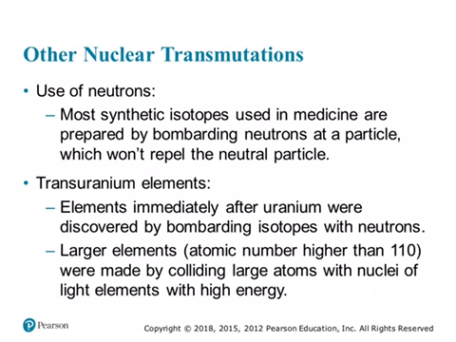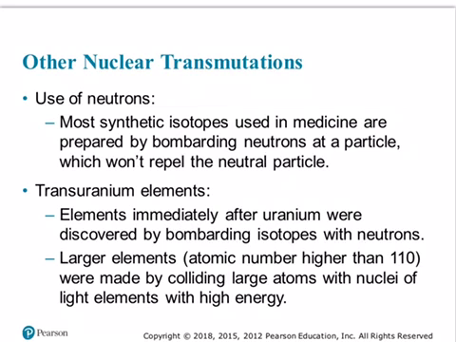Other types of nuclear transmutations include the use of neutrons. These are mostly used in medicine, and they're prepared by bombarding neutrons at a particle which won't repel the neutral particle. Interestingly enough, your transuranium elements, which are those elements on the periodic table located after uranium, were actually discovered by bombarding isotopes with neutrons. And what they found out was it caused them to turn into a new element. So they are synthetically made.